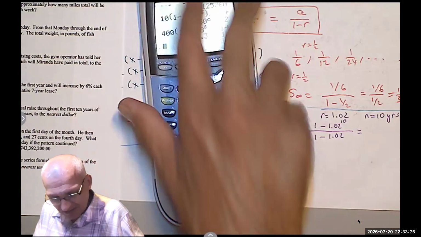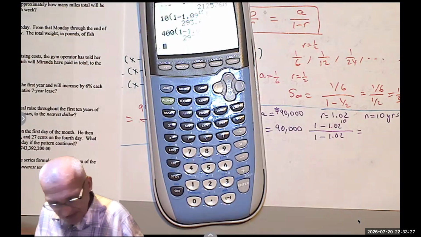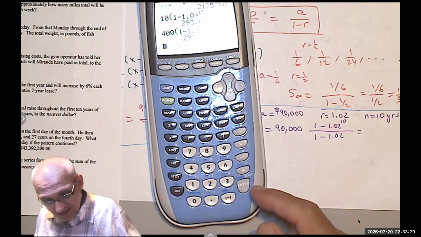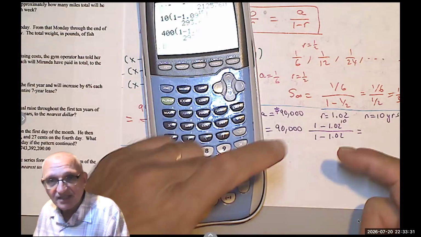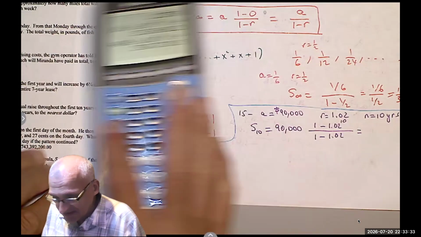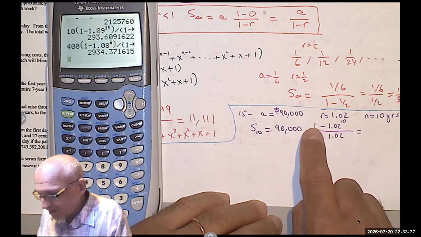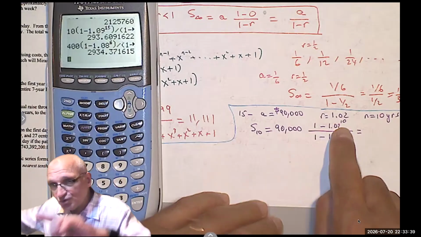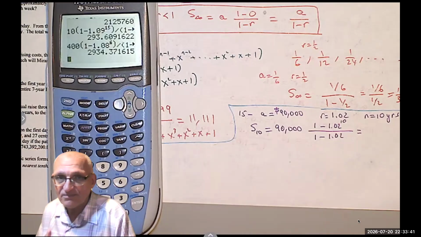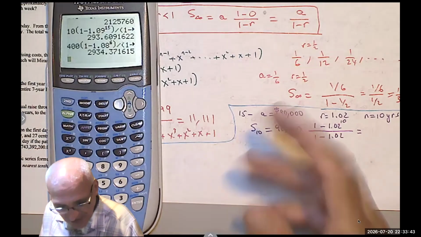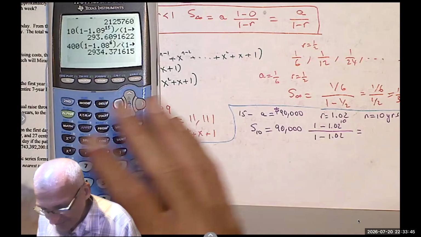Sometimes they may show you something that one of the answers would be if you made the error by saying 1 minus 1.02, everything raised to the 10th power. And that would be a very small number, probably. I don't know if it would be here.